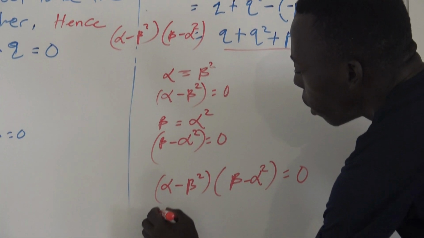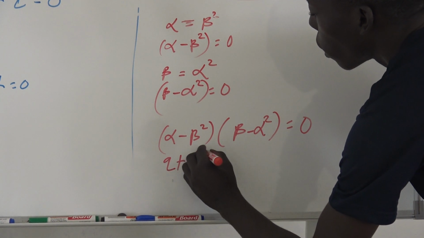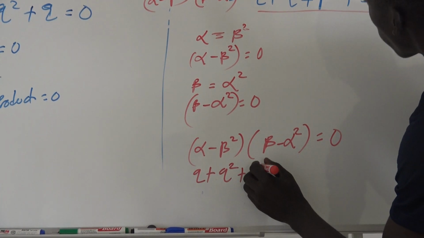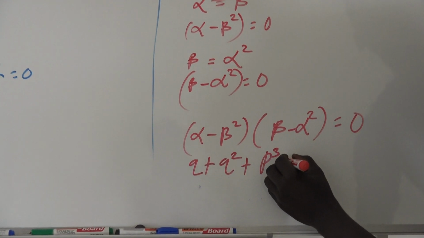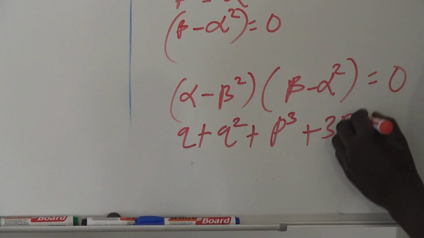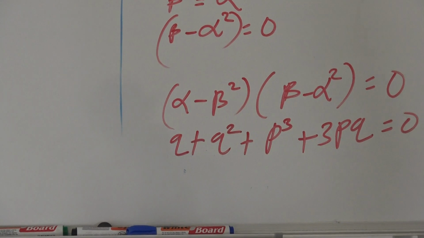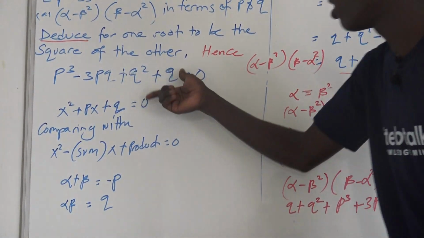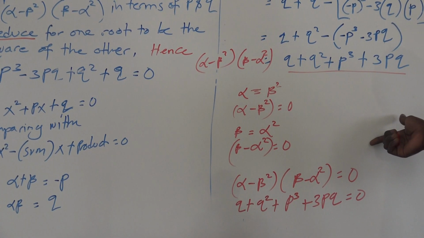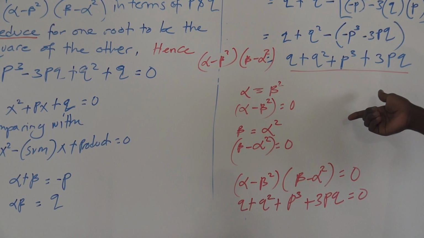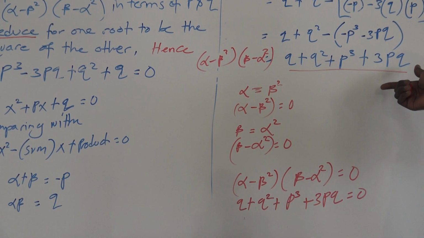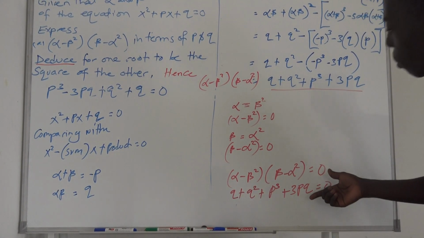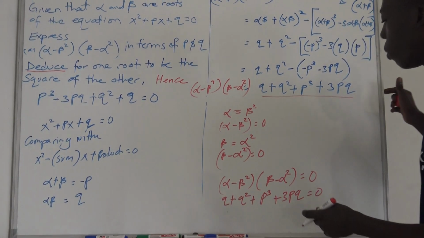So that means here it will be q plus q squared plus 3, plus q squared plus p cubed, then plus 3pq equals 0. So now after making it equal to 0, because they said we have to prove that this one equals 0, we must show that it is correct. So what do we do?